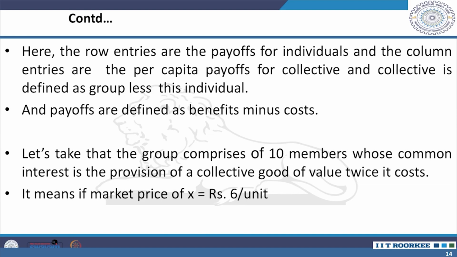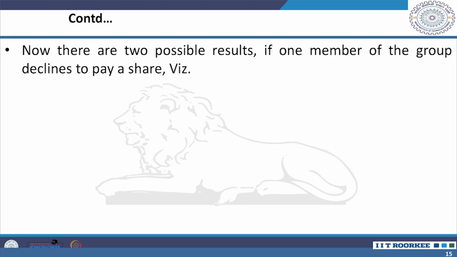So, it means if the collective good is taken as x, and the market price of this collective good x is, let us say, 6 rupees per unit, then the members will be paying 6 rupees to enjoy 2 units of that particular good. This is what each of the members would be paying. Now in this context, there are two possible results.